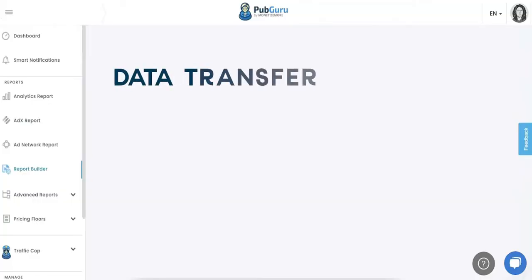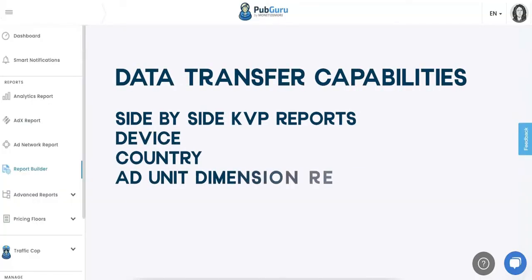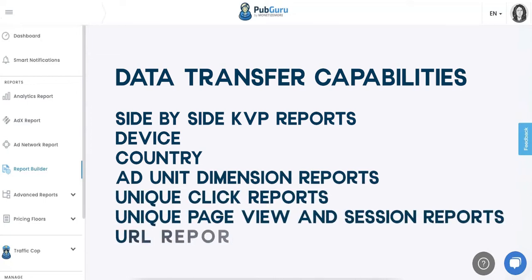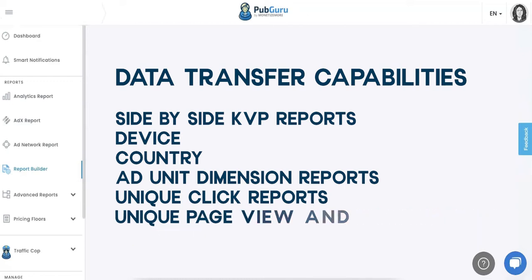Here are some data transfer capabilities: side-by-side KVP reports, device, country, and ad unit dimension reports, unique click reports required by publishers, unique page view and session reports, and URL reports without a limit of top URLs. CPM metrics with URL report and page view session will be added in the future. There is no restriction on available dimension selection.